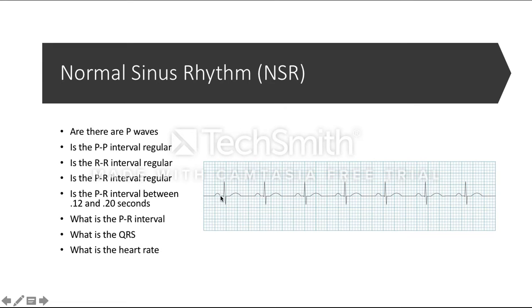Our PR is less than 1 big box. Our QRS is less than 3 big boxes. And our heart rate is within the sinus area. 1, 2, 3, 4, 5, 6, 7. We have 70 beats per minute. That is between 60 and 100. So here's an example normal sinus rhythm strip.